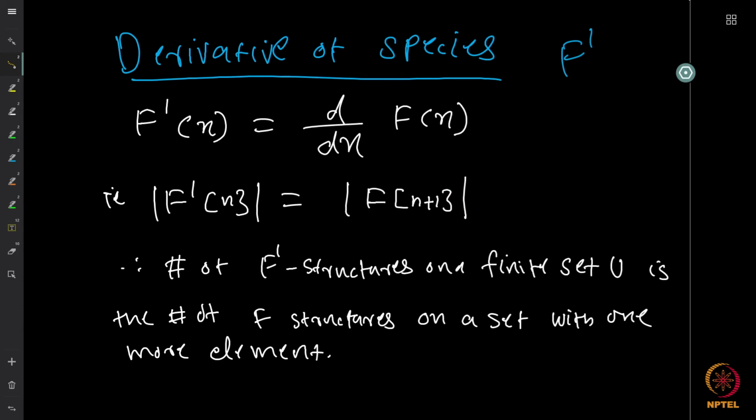So the derived species on a set U can be thought of as the species f on a set where we have one additional element, which is a special element, but then we don't have this element in our set, right? So you put an F structure on this set and then remove this, or forget about this element. Then you look at only the remaining elements and what kind of structure that forms.